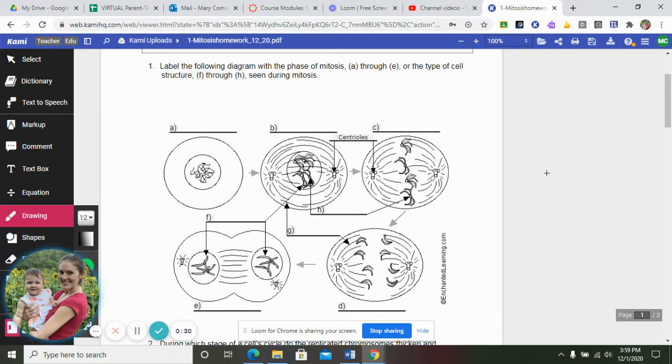If Kami works, great, do it in Kami. If it doesn't work, then just open up that PDF, have a separate Google Doc that you can write your answers down in, and just make sure you number everything and we'll be good.